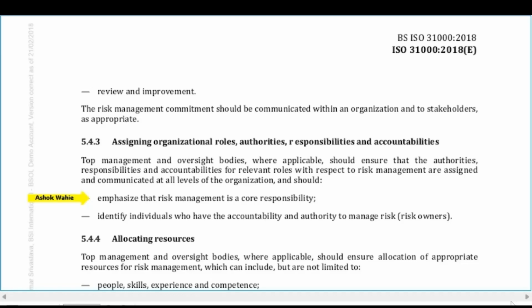Even in the day-to-day working, you have assigned roles, responsibility, and authority. Along with the same roles, responsibilities, and accountabilities, you have to include an additional role to say that risk management is a core responsibility along with the existing role which you have. Okay, that is how you will practically implement it in your organization. Now, please read 5.4.4.